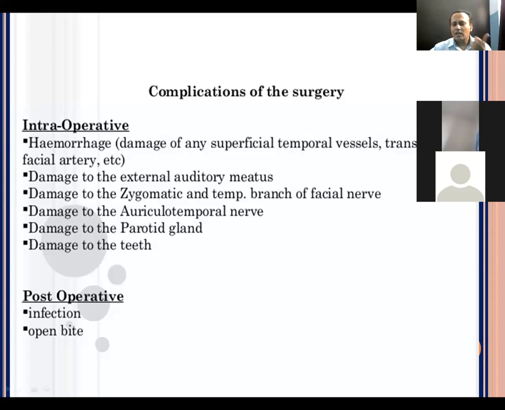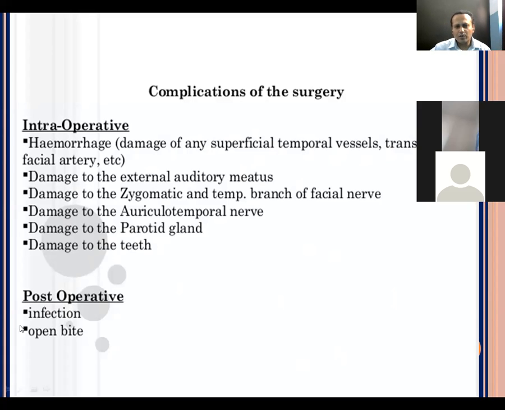So all these things: damage to vessels, nerve, artery, ear, parotid gland. Remember this: nerve, vessel, artery, parotid gland. Nerves are auriculotemporal and the branches of facial nerve, that is temporal and zygomatic branch. Then superficial temporal vessels, associated artery, and anesthetic. These are the intraoperative complications.